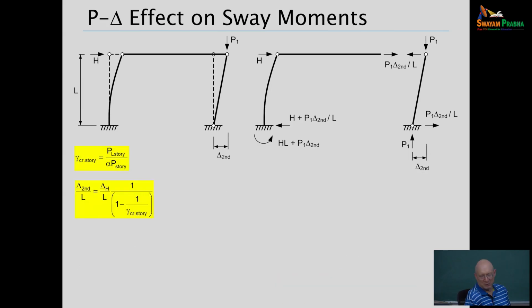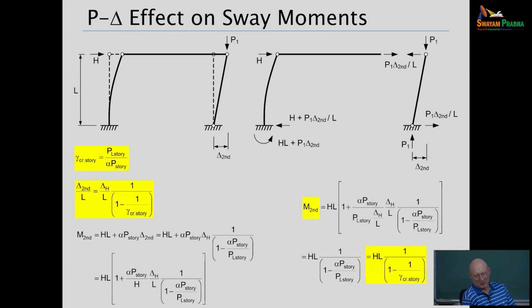All right, so now let's move to doing the moments. We just derived these equations that I've brought forward to this slide. Now let's say I want to know my sidesway moment. That's the moment at the base of the cantilever here: HL plus alpha B story times delta second. Delta second we can write as the first order delta H times the amplifier. And at this point, we're going to do a lot of algebra again, just algebraic manipulation. And what do you know? M second works the same way for the frame that we have here. We end up with OHL, that's the first order sidesway moment. And what's the second order sidesway moment? You hit it with the same amplifier, same sidesway amplifier. All right, that's the simple case.